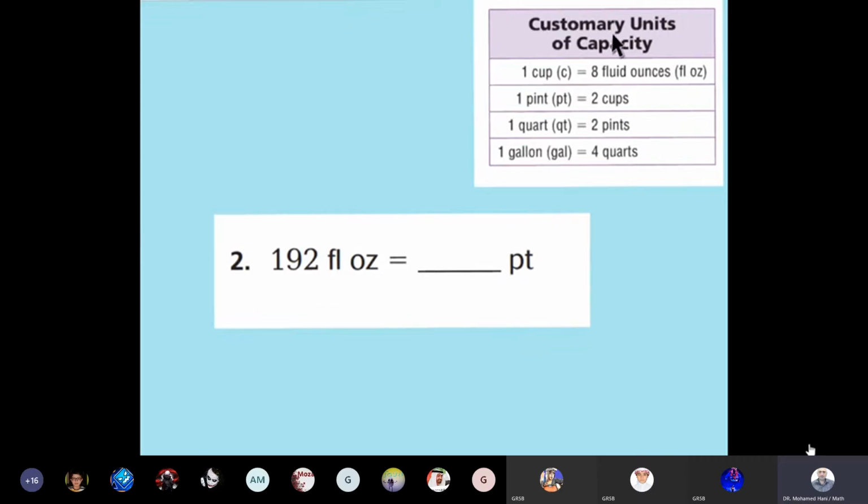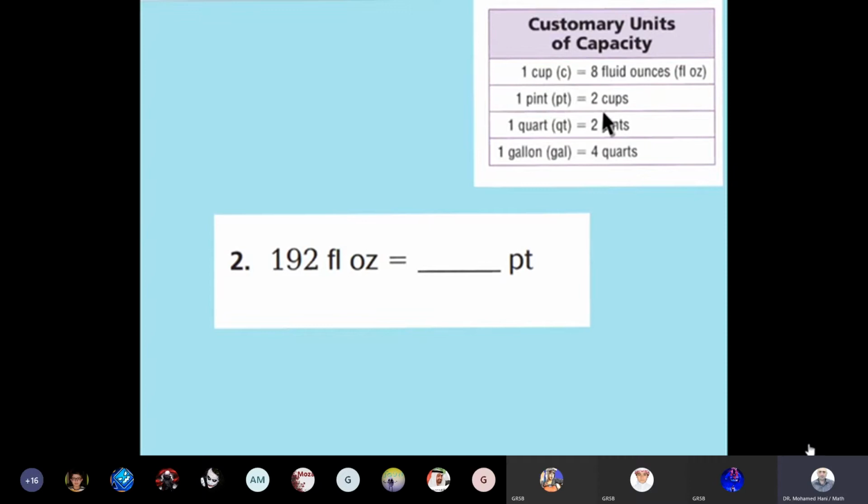So we want to look at our customary units of capacity chart to see how many ounces are in 1 pint. Now let's see. We can see that 1 cup equals 8 fluid ounces. I see 1 pint equals 2 cups, but I don't see anywhere up here where it says how many ounces equals 1 pint. So we have to use this chart to help us figure that out.